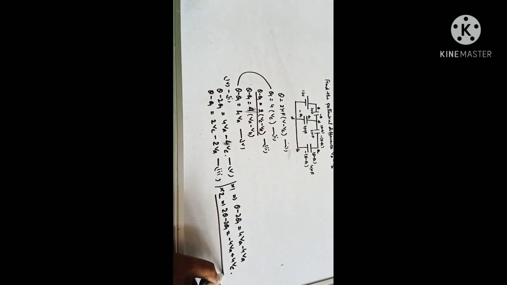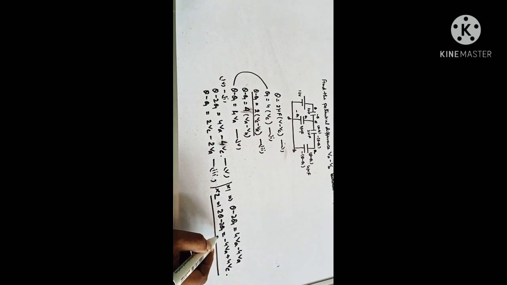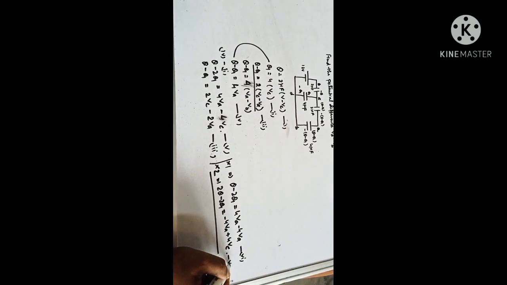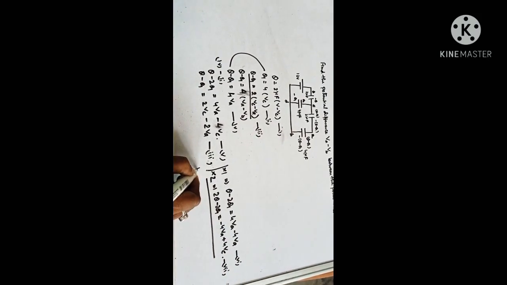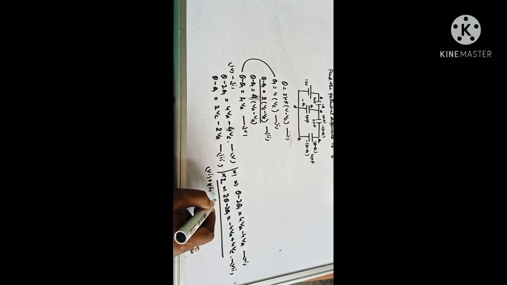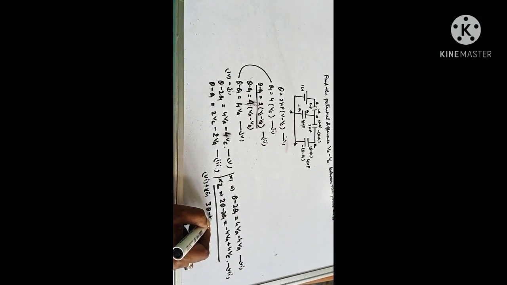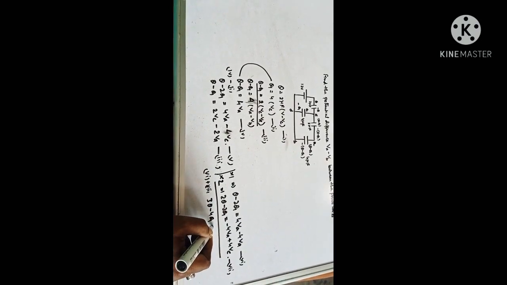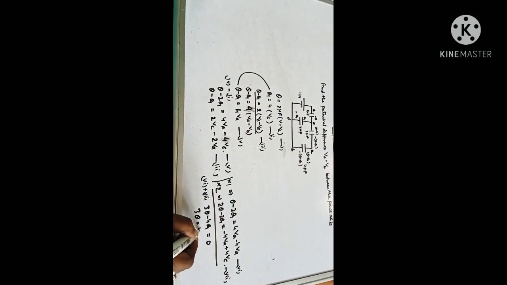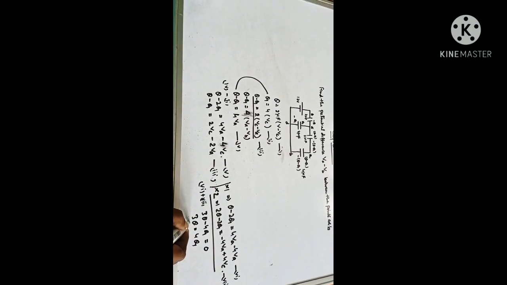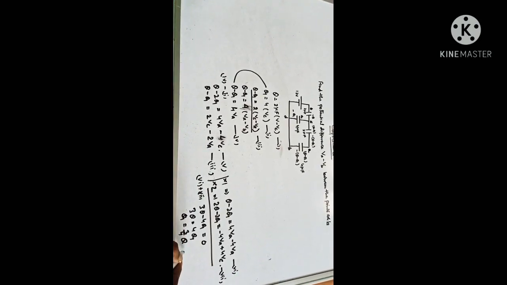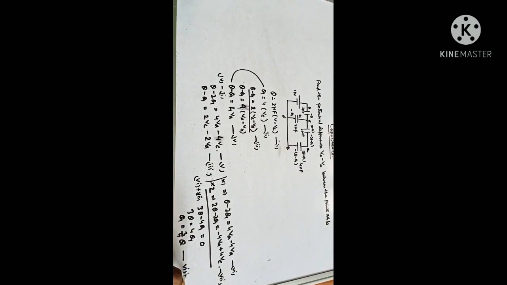If I add this to equation, let this be 6 and this be 7, 6 plus 7, what do I get? I get here 3q minus 4q1. This is equal to how much? This is 0. So I get a relation, that is 3q is equal to 4q1. So q1 will be equal to 3 by 4 q. I got a relation. Let this be equation 8.